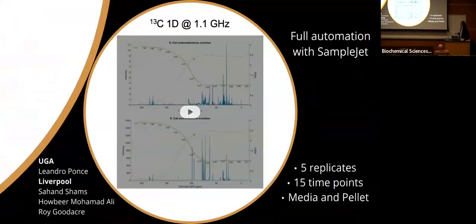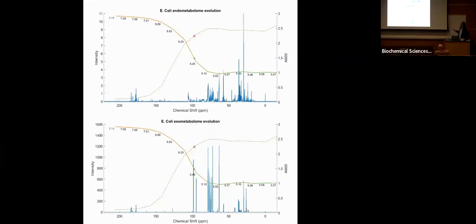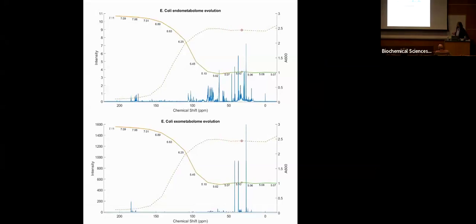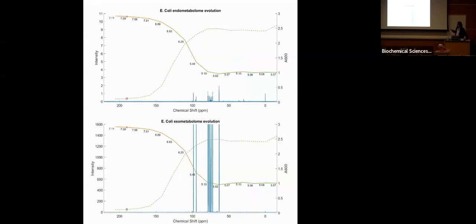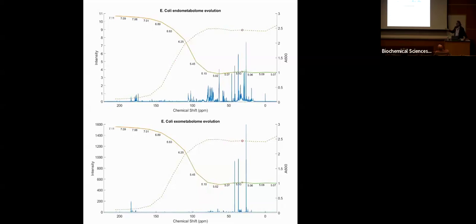And it's easier to see this just in a video. I love this video. So this is showing on the bottom the media, and on the top the pellet, the endometabolome. And the little ball is going along both the OD change and the pH change of the samples. So the pH on the top is dropping now rapidly. We're reaching full optical density. So you can just see the evolution.